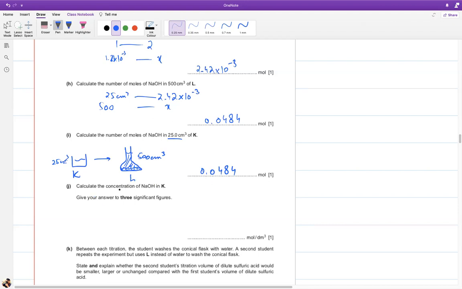सो यहां पर हमारे पास नंबर ऑफ मोल्स होते हैं. What's the concentration? 0.0484 moles in 25 cm cube. So 25 cm cube, the concentration is what you'll get here. So you can simply calculate this and you'll know.